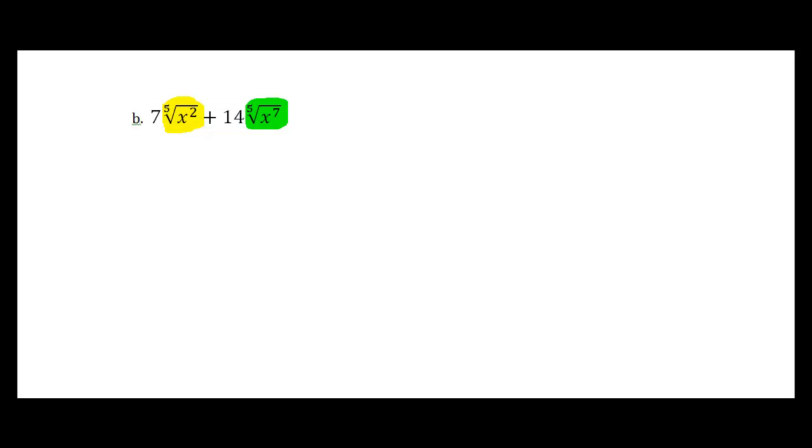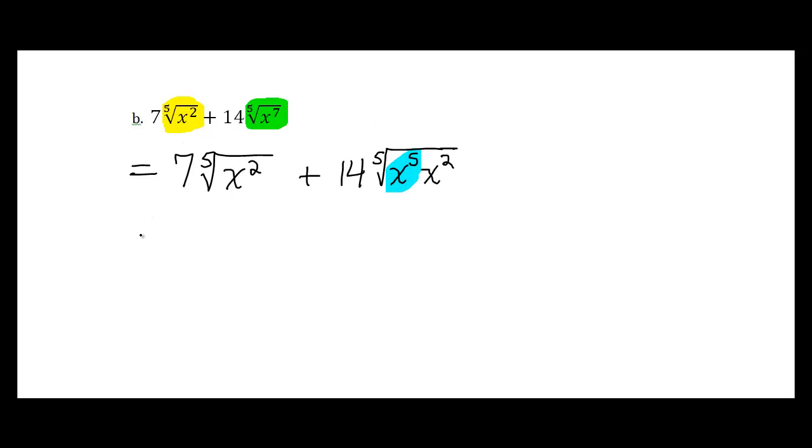So what I'm going to have to do is simplify that fifth root of x to the 7th. This would be 7 times the fifth root of x squared plus 14. If you think about multiples of 5, 5 is the smallest one that's less than 7. So I can rewrite x to the 7th as x to the 5th times x squared. Since I now have this being perfect, I can take the perfect root of it. I'm going to leave my 7 times the 5th root of x squared the same.